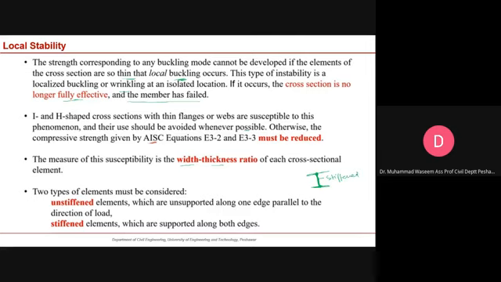And the elements which are supported at one end and free at the other end, we call unstiffened elements. So basically there are two types, stiffened and unstiffened.